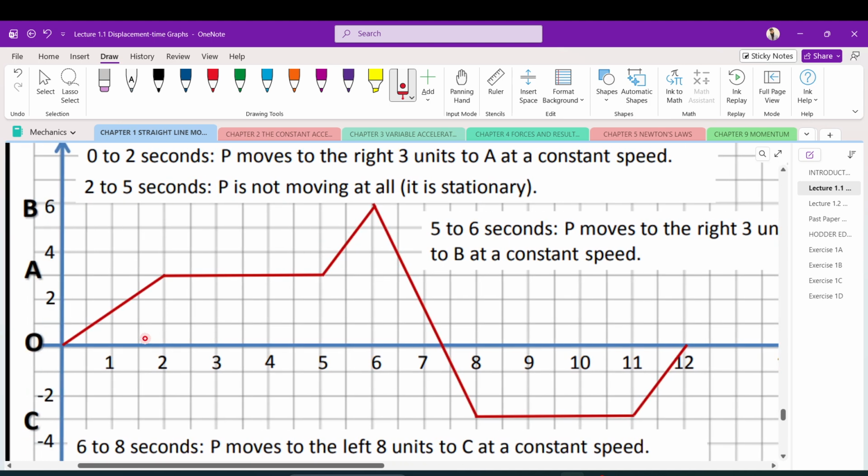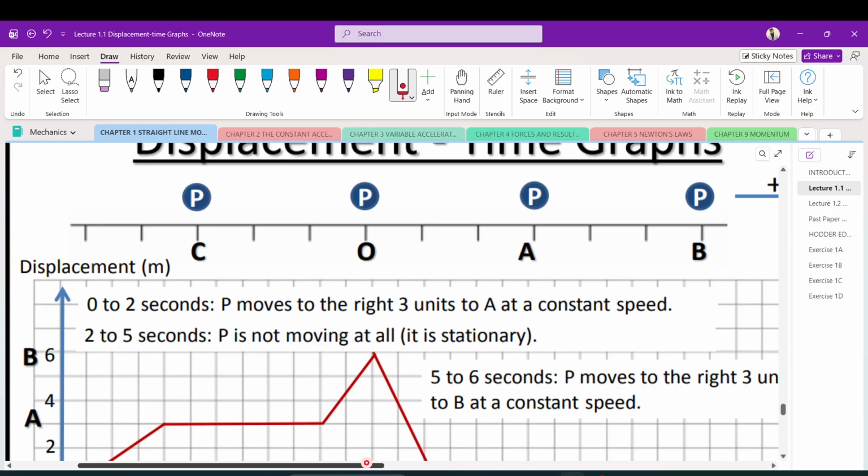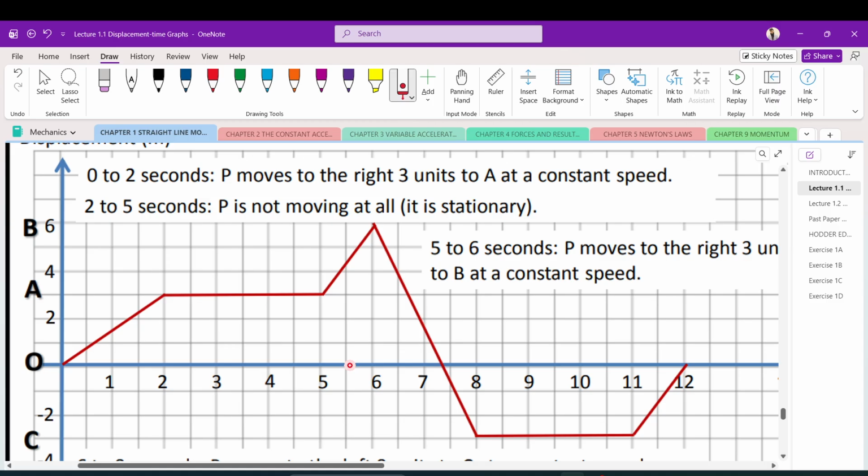After that, it says that from 6 to 8 seconds, P moves to the left 8 units to C at a constant speed. Now from 6 to 8, it is moving in the opposite direction because it is now moving to the left and it has moved 8 units. So you have to come 8 units down. Starting from 6, you're coming down 8 units. So that will be minus 2.